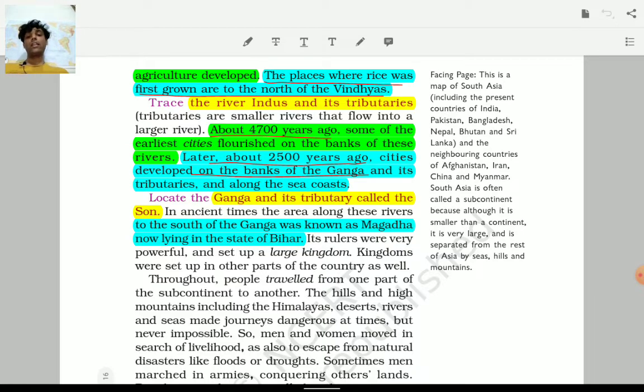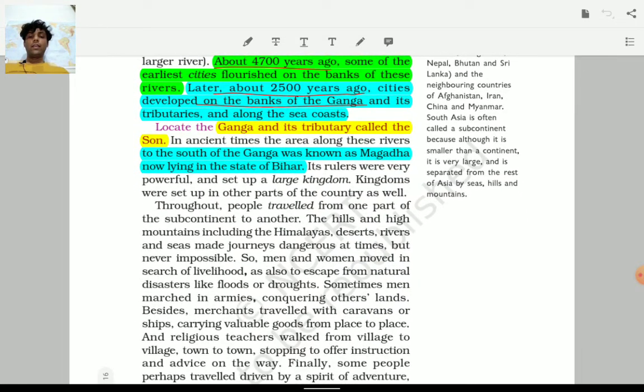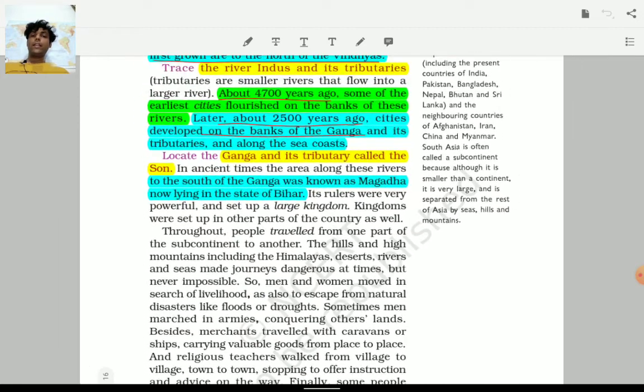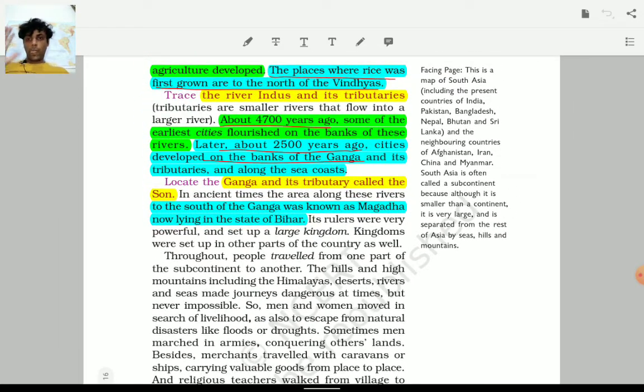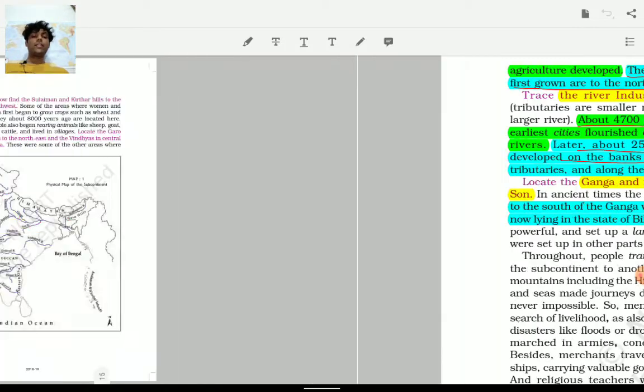It was a powerful and large kingdom. So this is really important: 4700 years ago, on the Indus River, the earliest cities flourished, and 2500 years ago, on the banks of the Ganga and its tributary the Son, and to the south of the Son, Magadh was a big kingdom that flourished. So let us look at the Ganga and its tributaries.